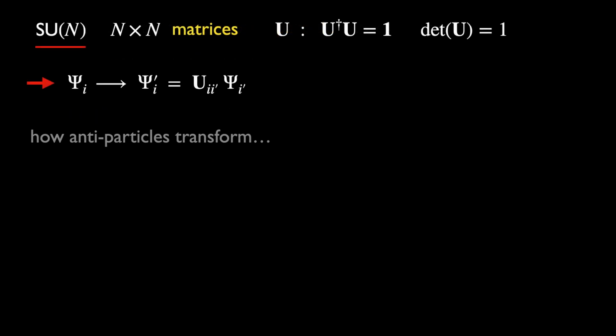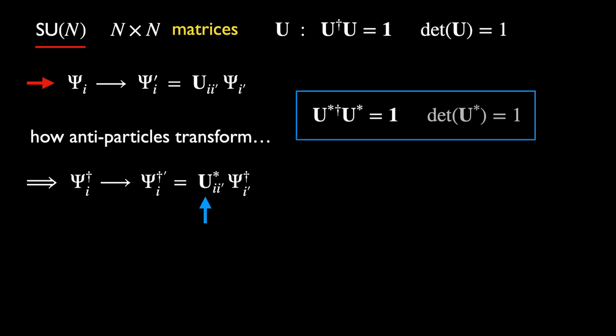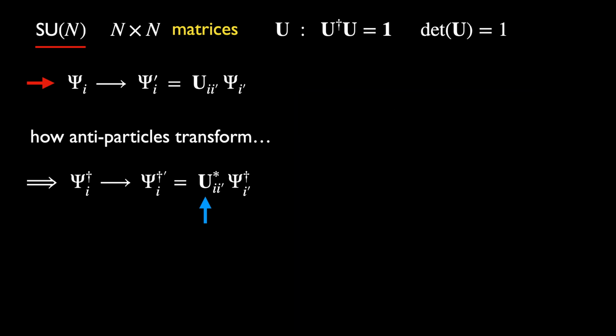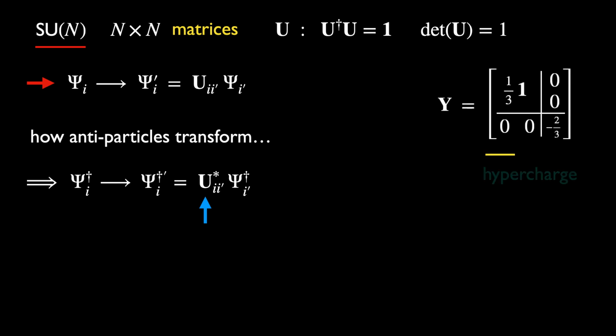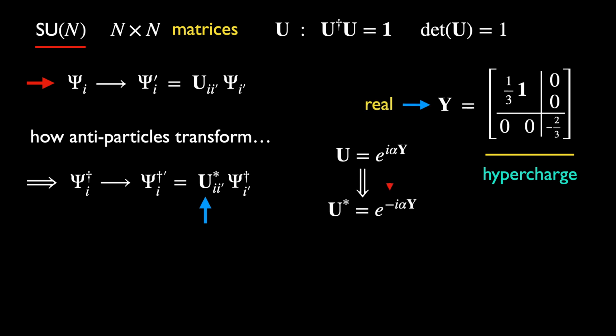But how do the antiparticles transform? Simply take a Hermitian conjugate. Notice that nevertheless, U star remains an unitary matrix with determinant 1, much like U. Why does the Hermitian conjugate represent an antiparticle? Just look at the transformation generated by the hypercharge. Given that Y is a real matrix, U star just gets an extra minus sign. This just means an antiparticle has an opposite charge to its particle counterpart.